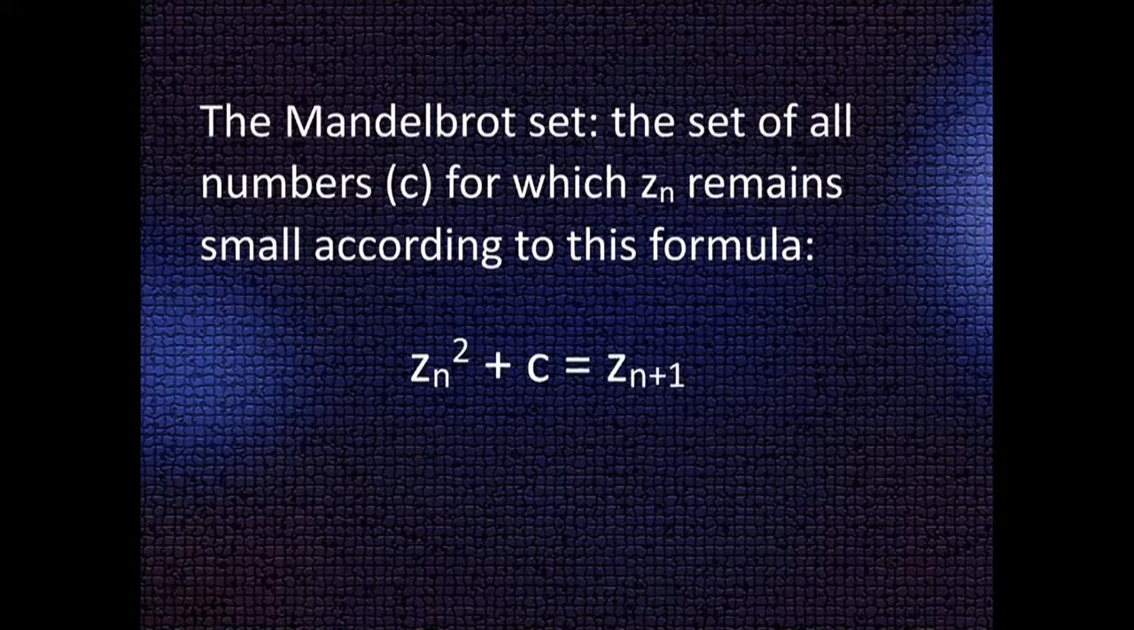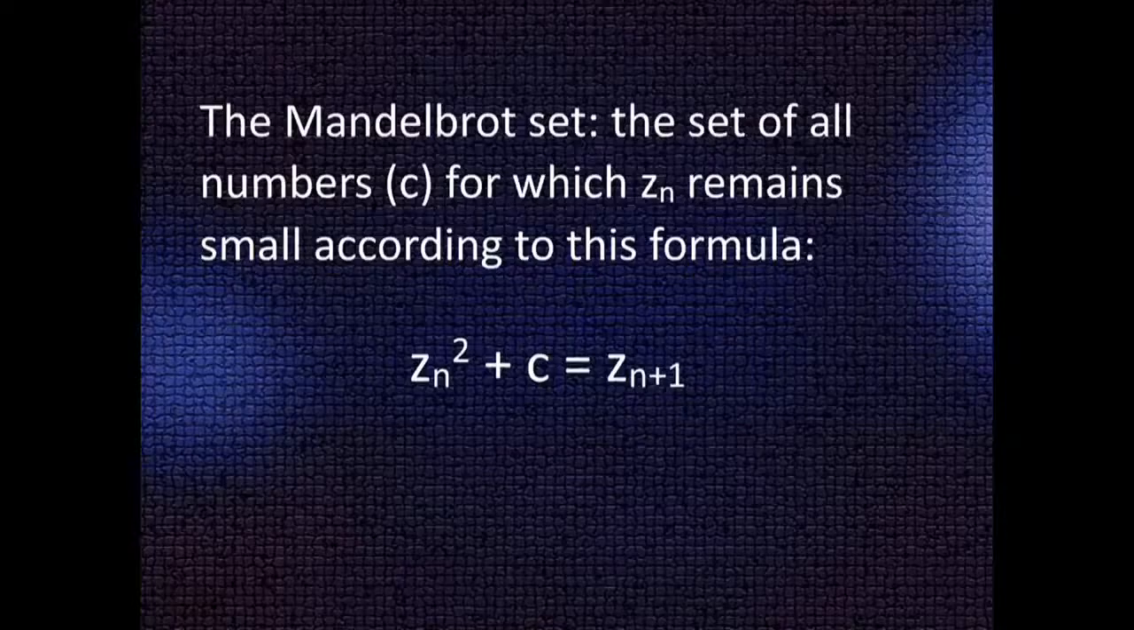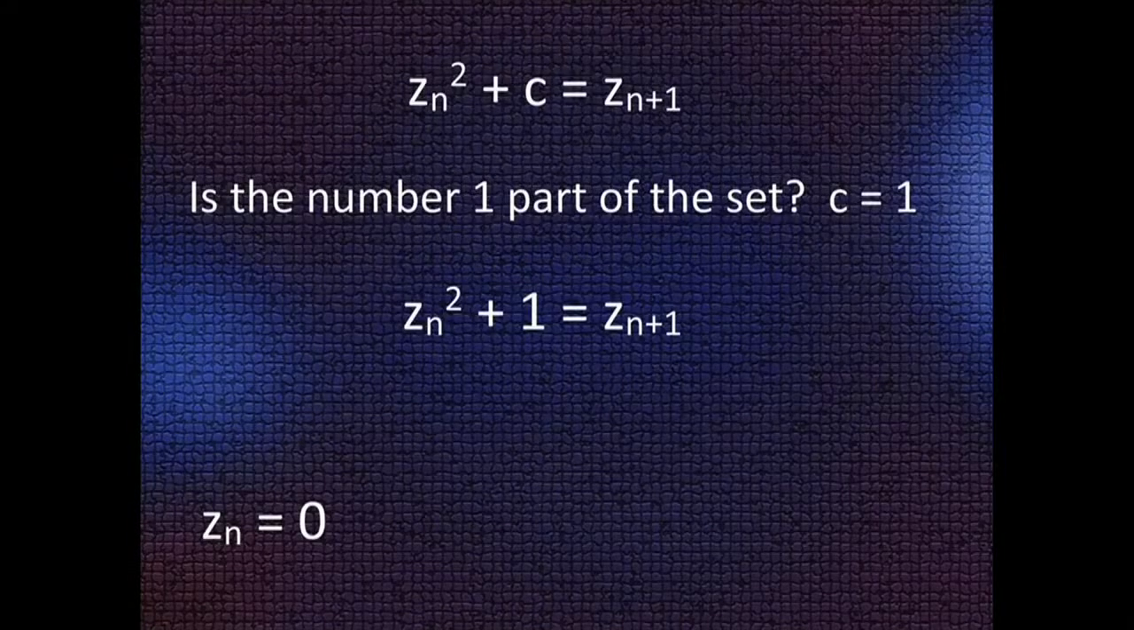Okay. And then Z is another number. Actually, Z is a sequence of numbers. So you have Z1, Z2, Z3. We just call that Zn. And if that sequence gets larger and larger and larger, then that means C is not part of the Mandelbrot set. But if the sequence of Z's stays small, then C is part of the Mandelbrot set. It sounds very complicated, so I'm going to give you two quick examples here just so you can see how this works. All right. So we're going to ask, is the number 1 part of the Mandelbrot set?